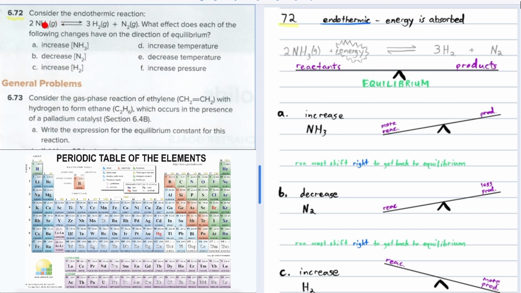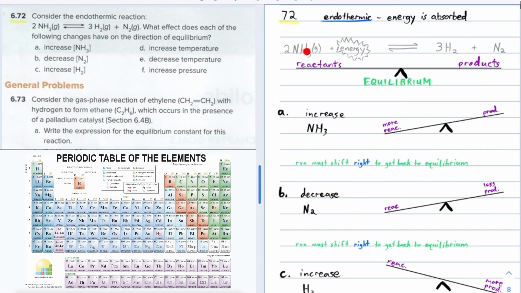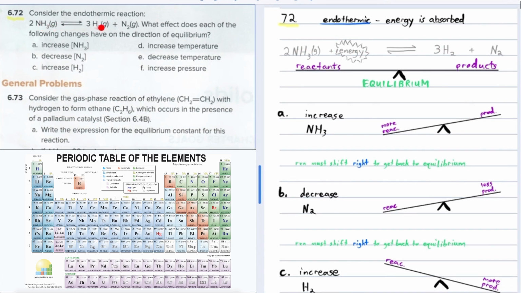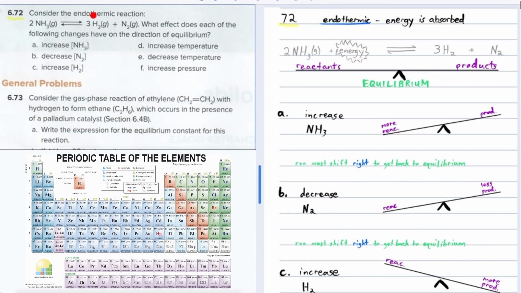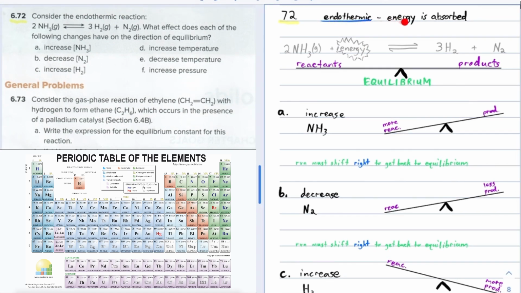Now let's copy this chemical equation down over here on the right. You can see I've listed the reactants and products here. I've also added energy as one of the reactants, and that's because we're told that this is an endothermic reaction. In endothermic reactions, energy is absorbed. So as it goes forward, energy is absorbed. It's one of the reactants. In an endothermic reaction, energy is on the left.